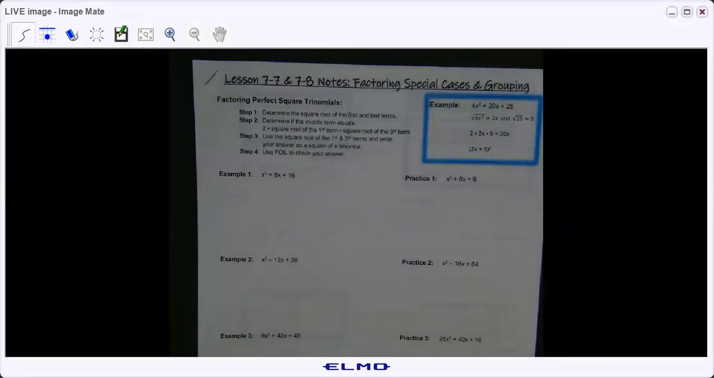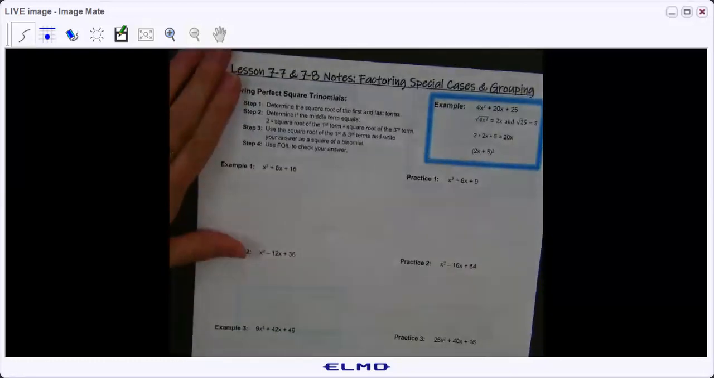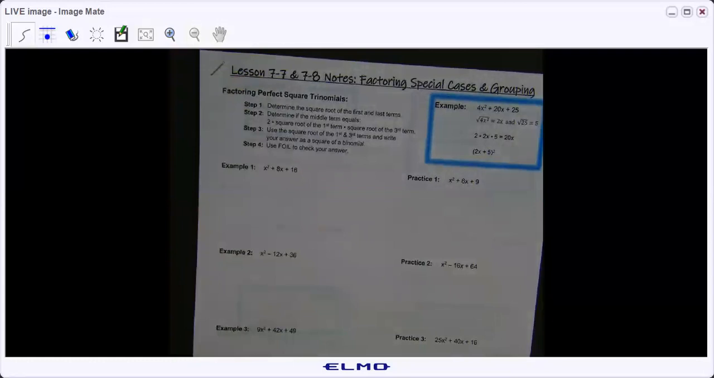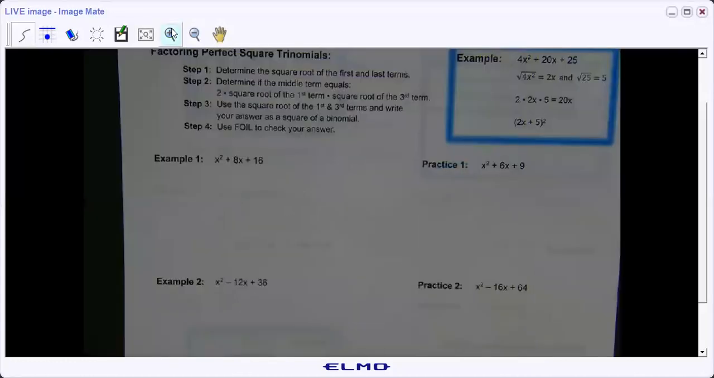The only difference is that you may have to factor out a GCF before you do the rest of your problem, and that is factoring by grouping. So let's go ahead and start with 7-7. That's what pages 1 and 2 are for. The first set of problems is all about being able to identify a specific type of problem.